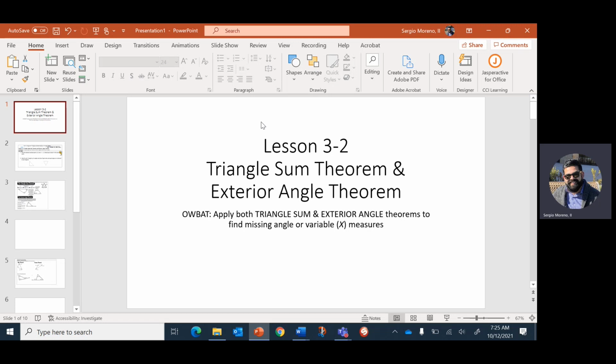Let's go ahead and get into what we're going to be talking about today. We're going to be dealing with the triangle sum and exterior angle theorem. They're two different theorems, and that's what we're going to be doing today. So you're going to be able to apply both the triangle sum theorem and the exterior angle theorem to find missing values for your angles or possibly for your variables, which a lot of times is just x. Okay, so let's move on.